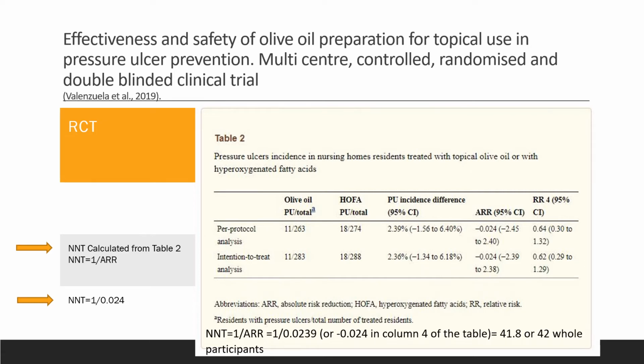We can calculate these NNT numbers with the ones given to equal 42 whole participants. The precision of this value is seen in the confidence interval, which has an upper range and lower range. As a clinician, we can critically appraise this information to determine that the NNT is valid before integrating it into practice.